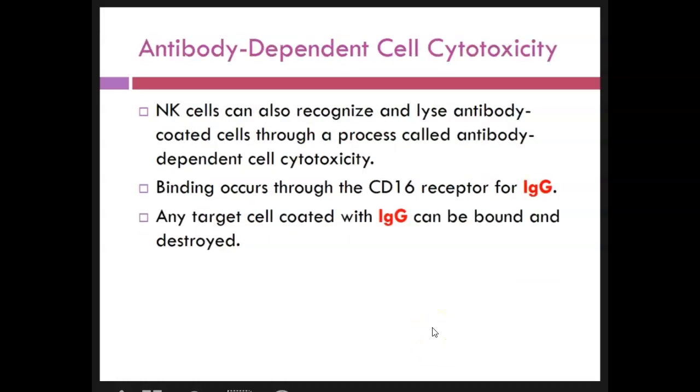And this is antibody-dependent cell cytotoxicity. Natural killer cells can also recognize and lyse antibody-coated cells through this process. So any cell coated with immunoglobulin or an antibody, especially IgG, can be destroyed, and that is very interesting.